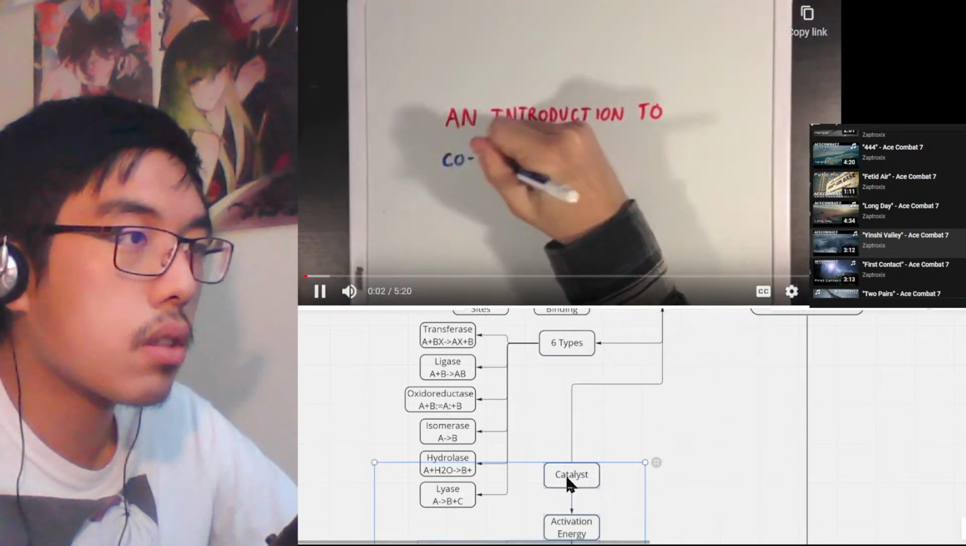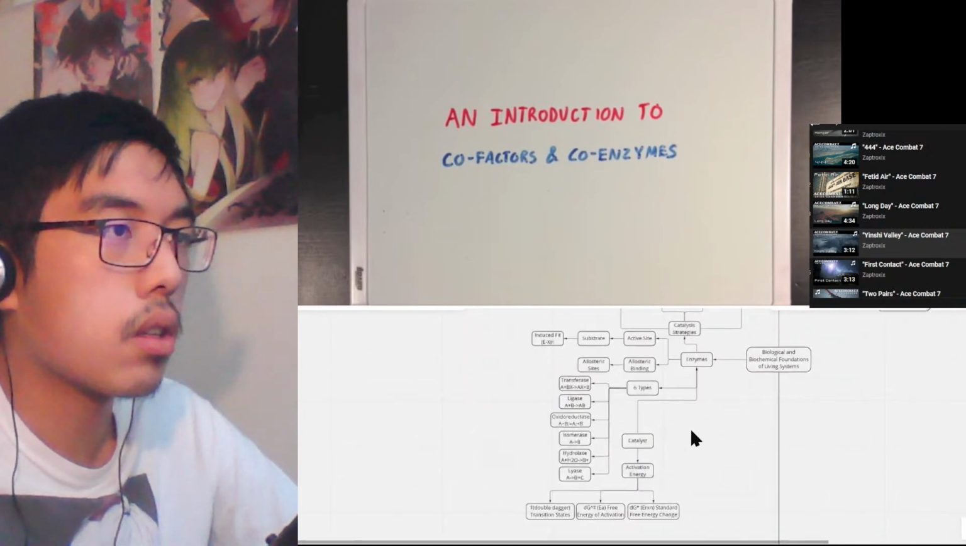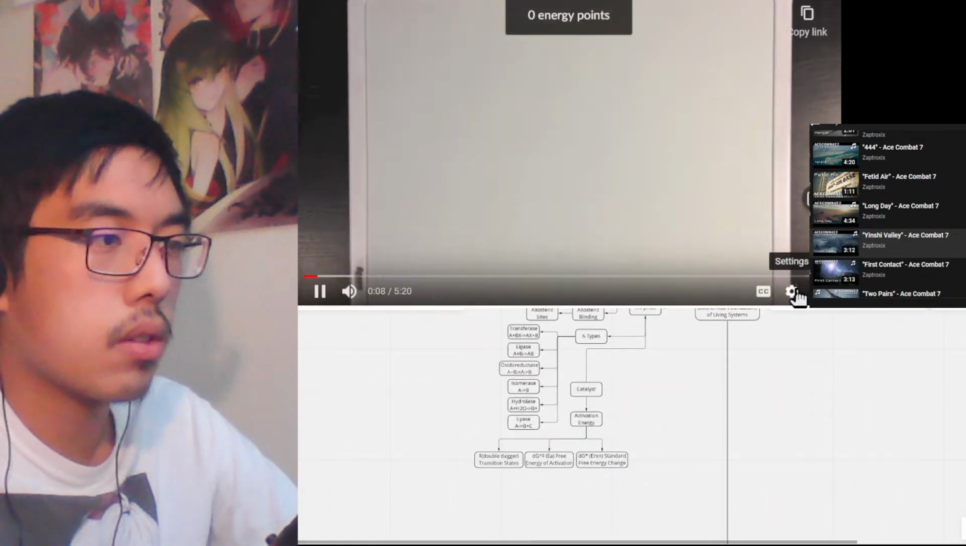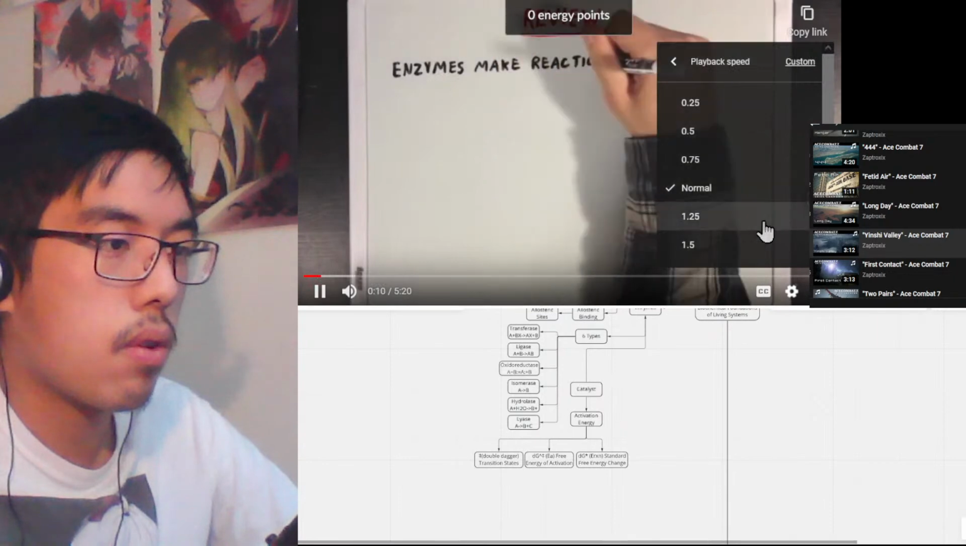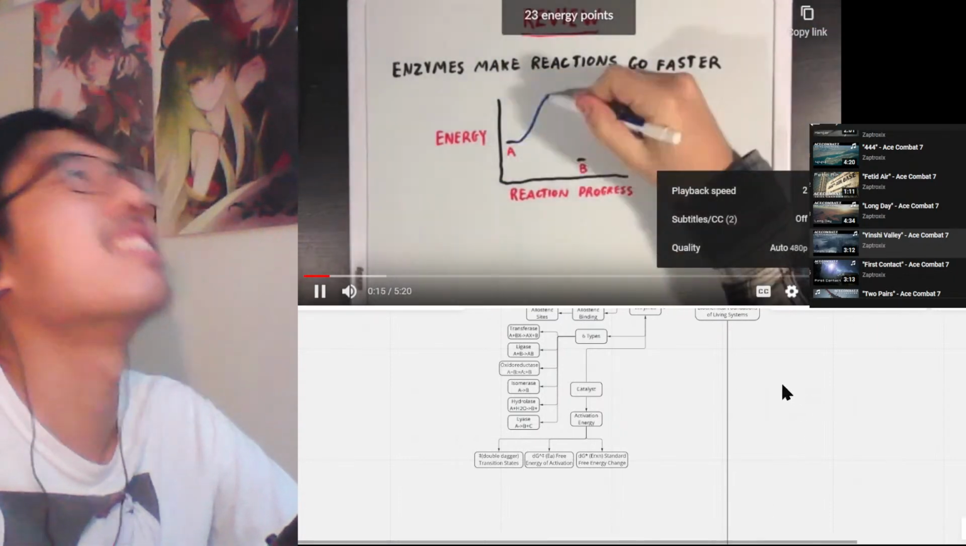Today we're going to talk about cofactors and coenzymes, and how sometimes they can be essential to proper enzymatic function. But first, let's review the idea that enzymes make reactions go faster. And they do this by lowering the activation energy peak of their respective reactions.